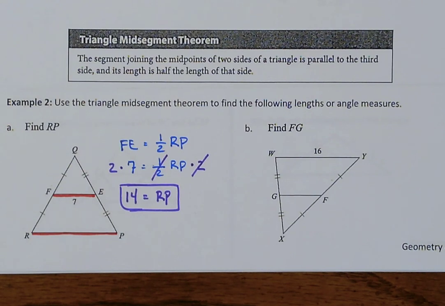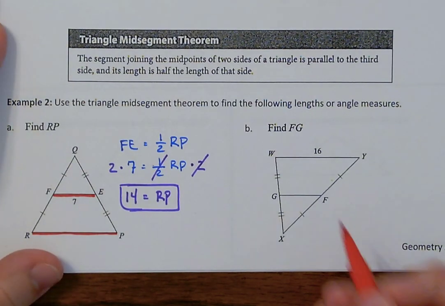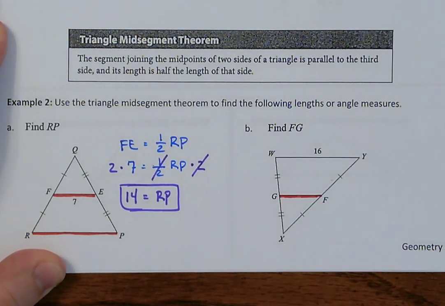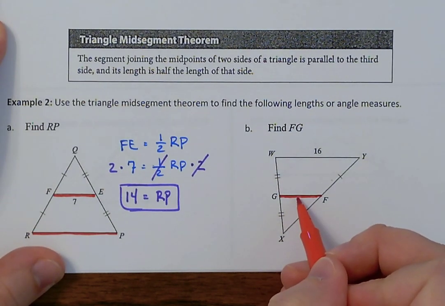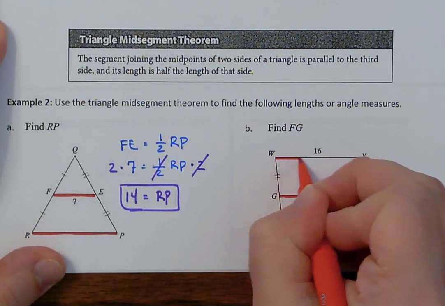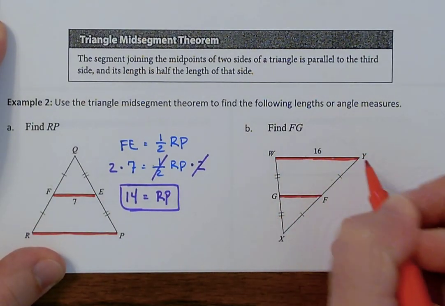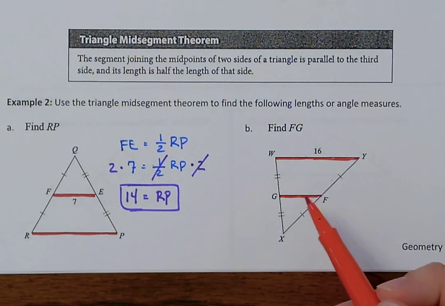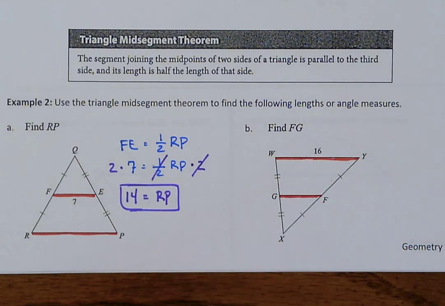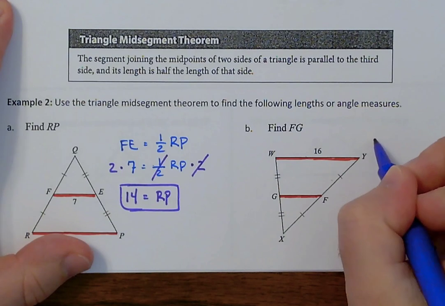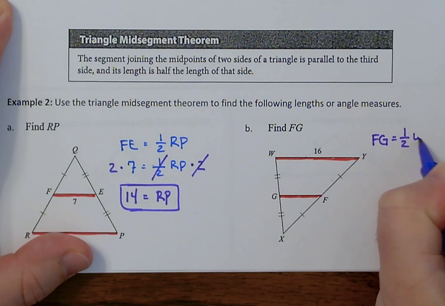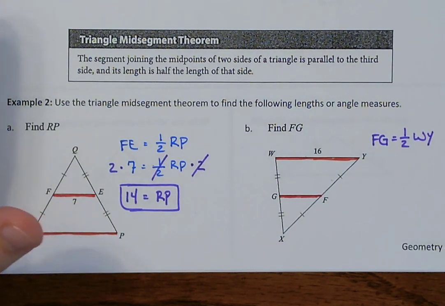Alright, so for part B, they want me to find the length of FG, and using the triangle midsegment theorem, I know that FG is parallel to WY. So I know that those two lines are parallel and that FG is equal to 1/2 the length of WY. So FG is equal to 1/2 the length of WY.